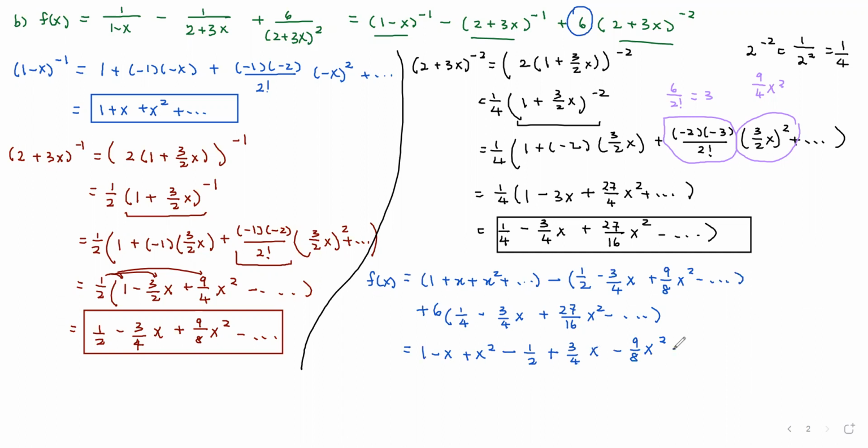6 over 4 is 3 over 2, minus 3 over 4 times 6. That will give us 39 over 2 x. And then we add 81 over 8 x squared and the rest. We can collect like terms now. That will give us 2 minus 11 over 4 x plus 10 x squared. So that will give us the binomial expansion up to and including the term in x squared.